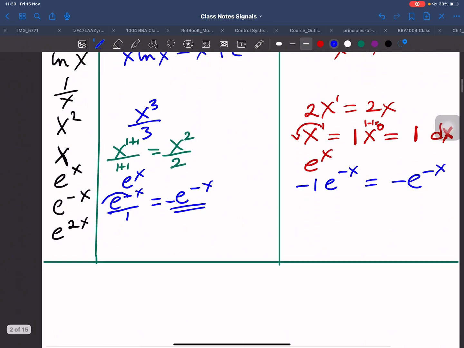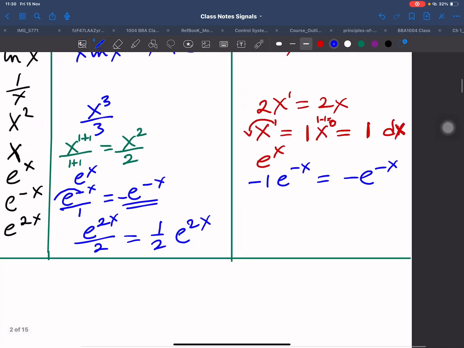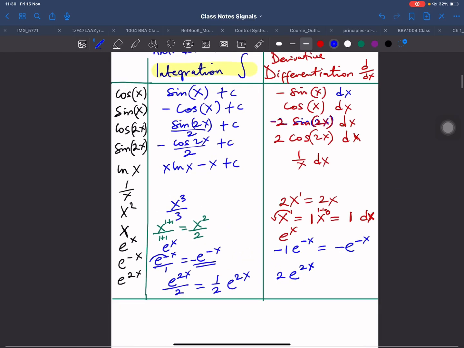That's the answer. Well, for this one is e raised to power 2x. What you need to do now is, for the integration, you need to bring the constant under. So you're going to have e raised to power 2x over 2, which you can write as 1 over 2 e raised to power 2x. Then for the differentiation, you bring the 2 as a constant before the e. So it is going to be 2e raised to power 2x. So this is the final answer.